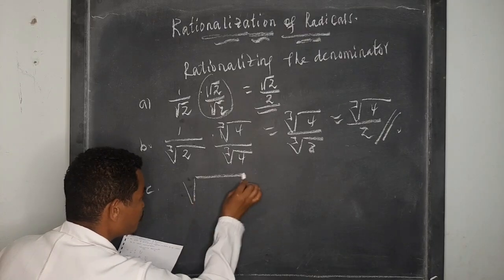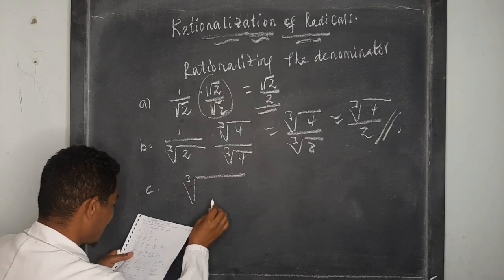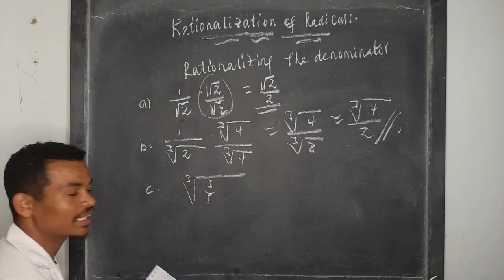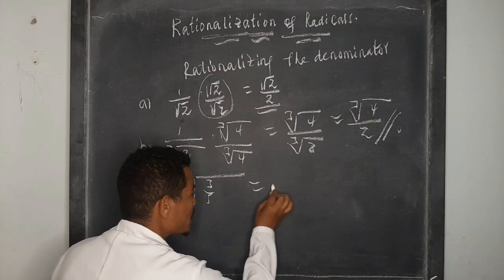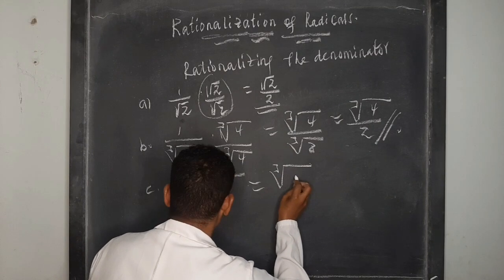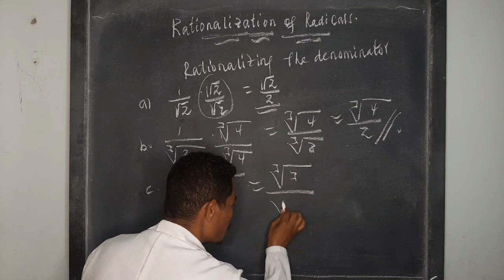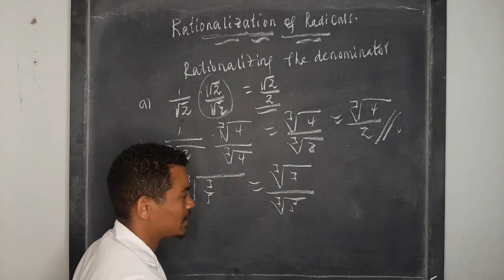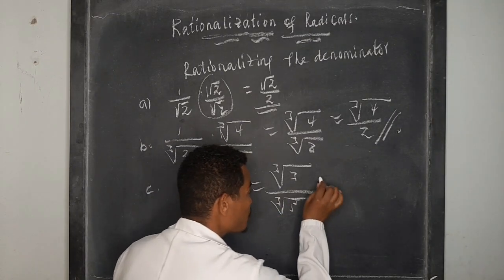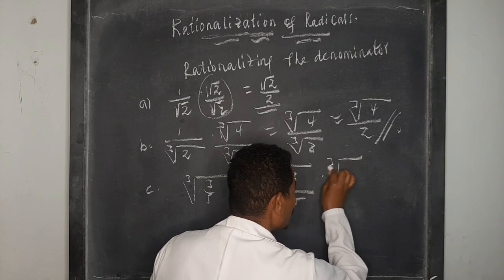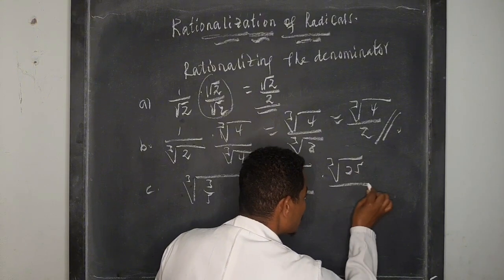c: cube root of 3 over 5. This is the same as cube root of 3 over cube root of 5. So what will the rationalizing factor be? Multiplied by cube root of 25 over cube root of 25.